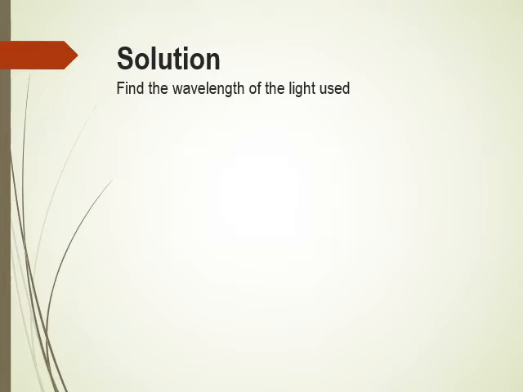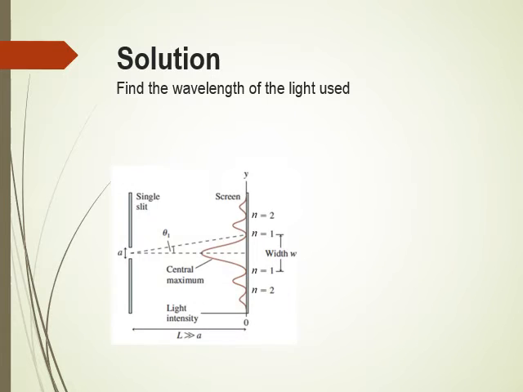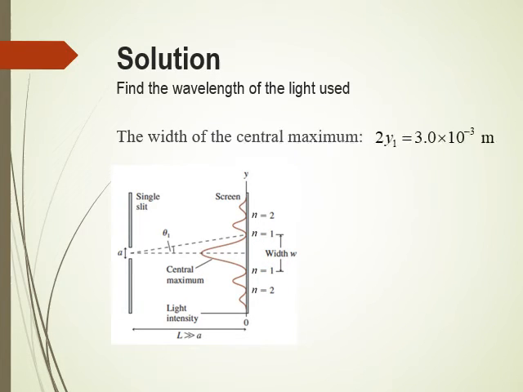To determine the wavelength of the light used, first you need to visualize the question. Now, the question tells you the width of the central fringe is 3 mm. What does it mean? Let's have a look at this diagram. Given the diagram for a single slit diffraction, the central width is from this N1 until the other N1. So it means the width of the central maximum is equal to 2y1.